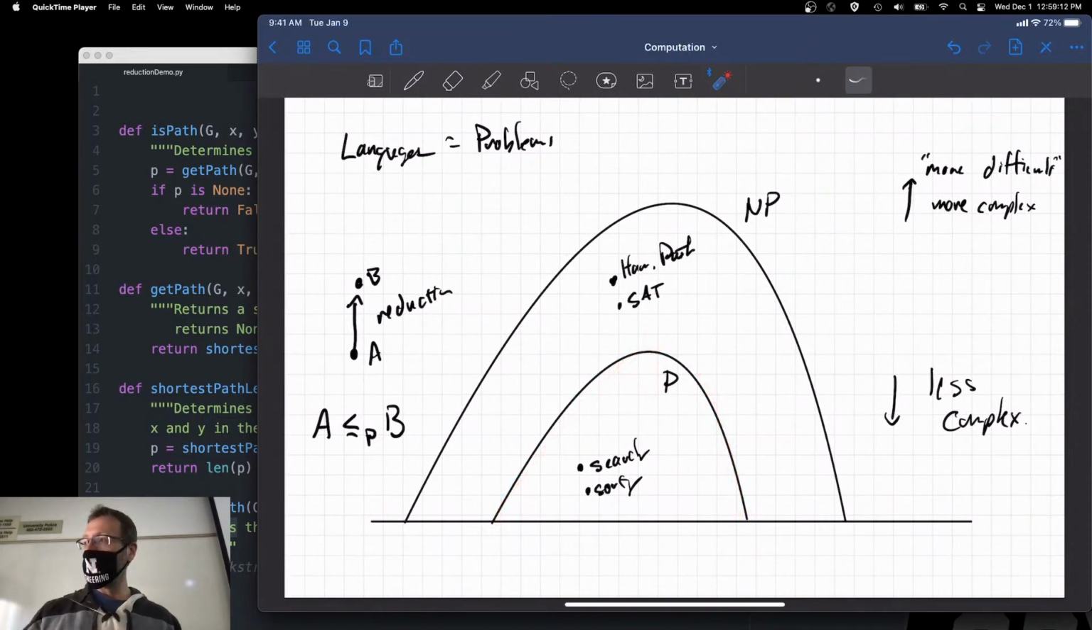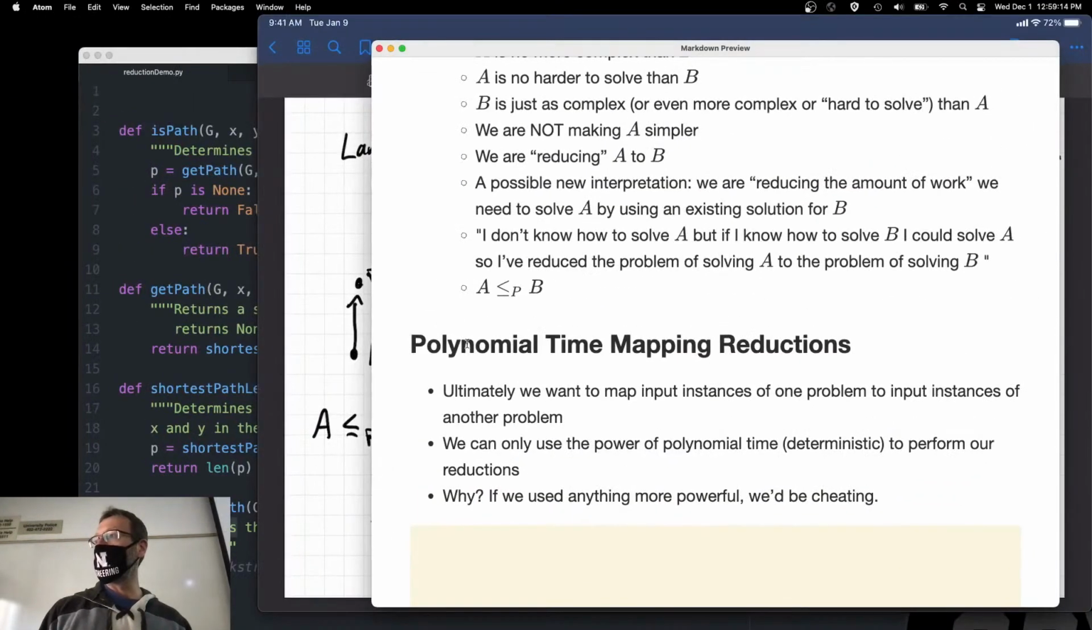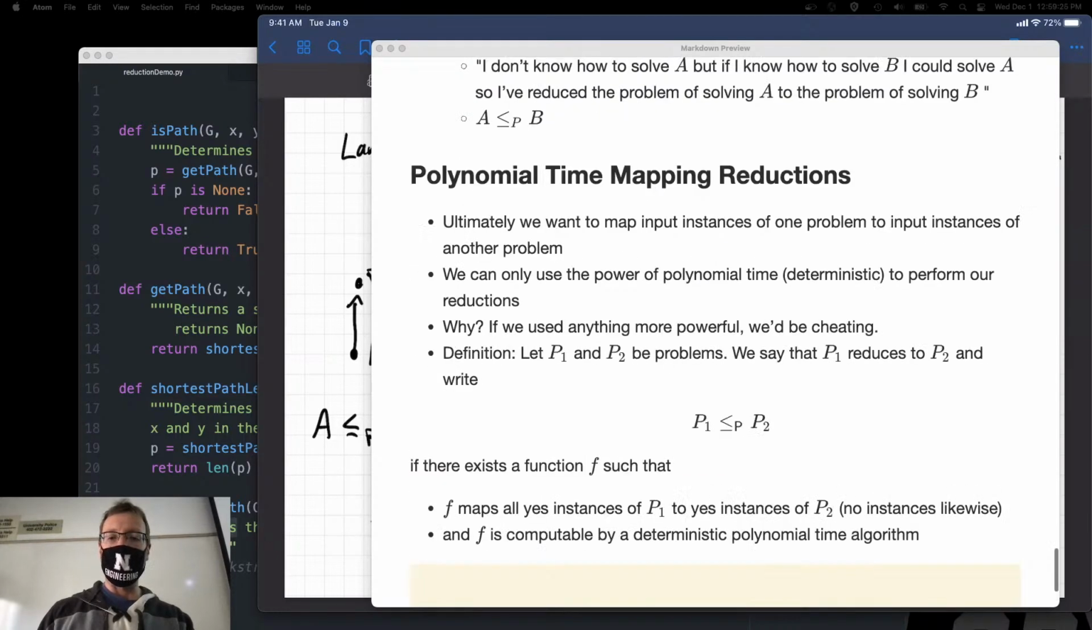And that's why we call them polynomial time mapping reductions. So here's my definition. Here's the formal definition. I'll cut and paste this so I don't have to write the LaTeX.